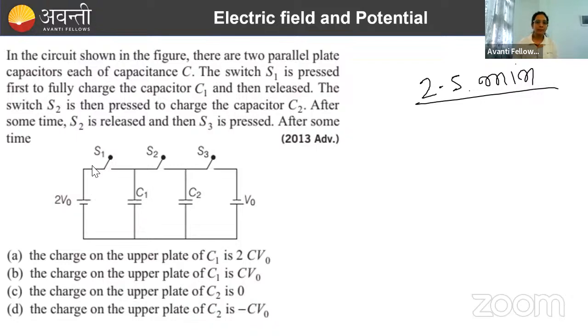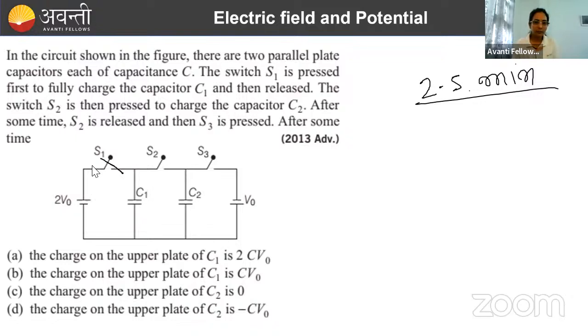I hope it is done. Now, let's read the question first. In the circuit shown in the figure, there are two parallel plate capacitors, each of capacitance C. So C1 and C2 have the same capacitance, C. The switch S1 is pressed first. So first we are pressing the switch S1. If we press the switch S1, what will happen? C1 will get charged by potential 2V0, right?